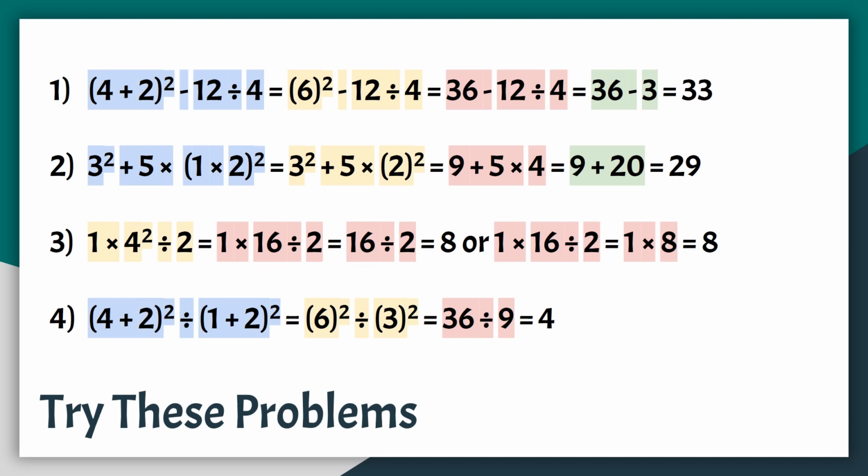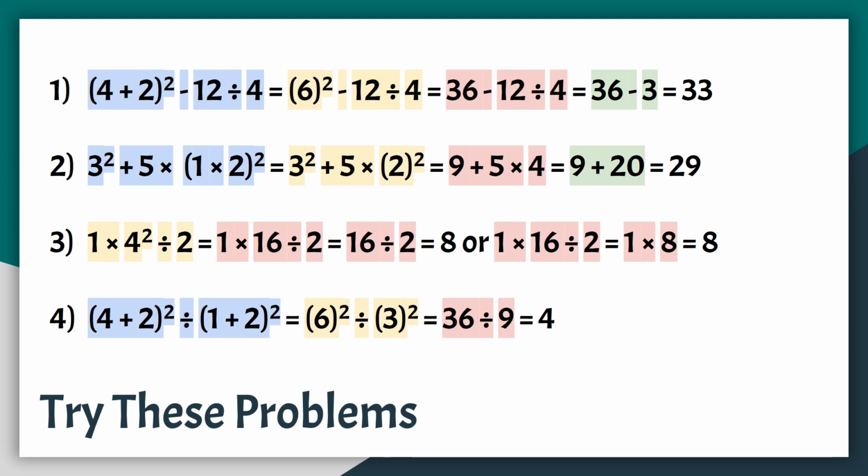All right, so now that we have these, I want you to try these problems out, okay? We kind of showed you here a step-by-step in color and getting the answer. All right, so the first one, we see the 4 plus 2 to the power of 2, take away 12 divided by 4. If you follow the PEMDAS way, you know that you have to do what's inside the parentheses. What's 4 plus 2? That's 6.